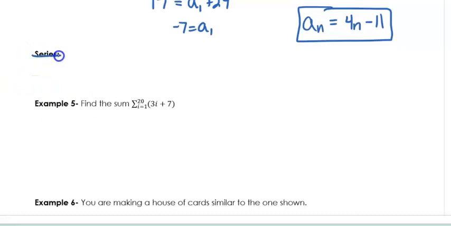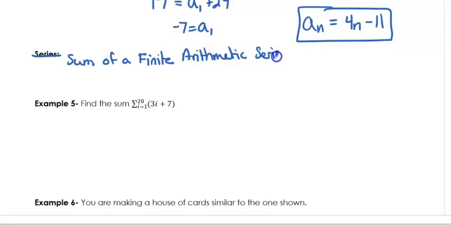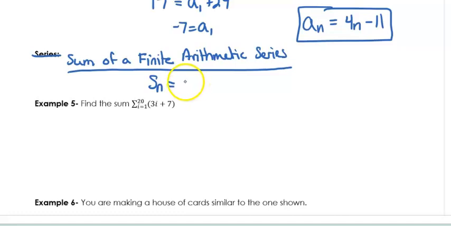Okay, let's change this to say sum of a finite arithmetic series. All right. So we know that it's finite. Finite means it ends. It does not go on forever. And so if we know that it's finite, we can use this formula to find the sum of the arithmetic finite series. So let's write it down.